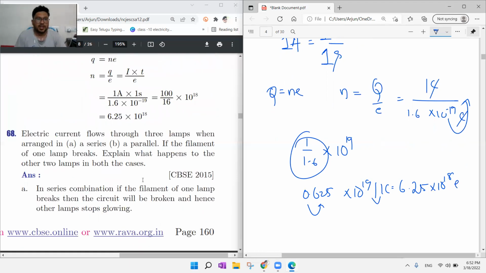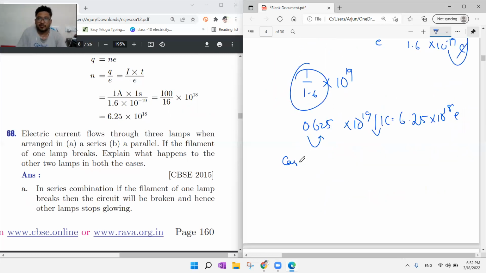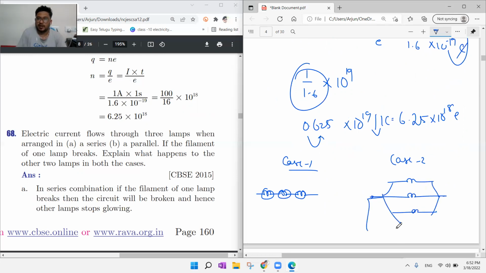Next, 68th question. Electric current flows through 3 lamps when arranged in series and parallel. If the filament of one bulb breaks, explain what happens to the other 2 bulbs in both cases. So they are asking, case 1, 3 bulbs connected in series: first bulb, second bulb, third bulb connected in series. Case 2, first bulb, second bulb, third bulb connected in parallel. Now what happens if the filament of one lamp breaks?